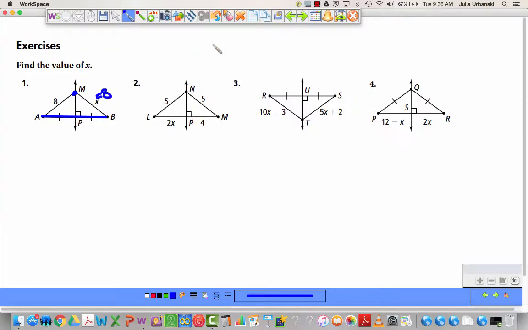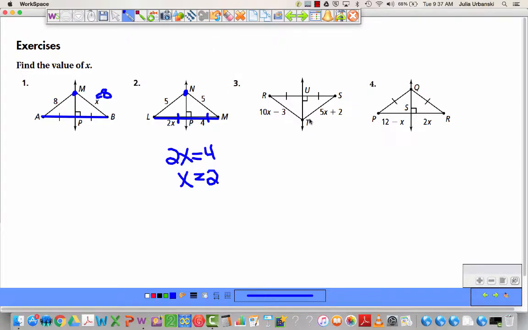Right here, this segment NP is a perpendicular bisector to segment LM. How do I know that? Because the point N is the same distance to L as it is to M. If point N is equidistant, then that means that this is a perpendicular bisector, which means that 2x has to equal 4 and x has to equal 2. So that one's the converse.